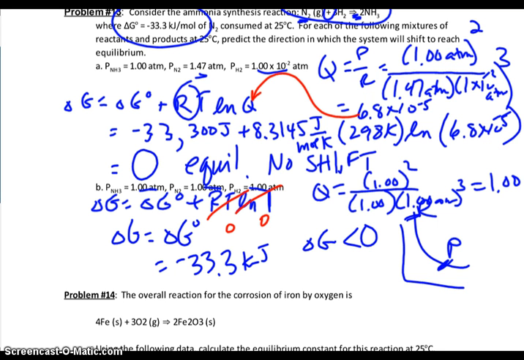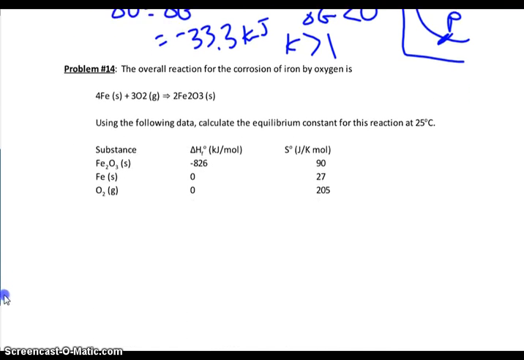And folks, that's what's going to drive the system. K is going to be greater than 1, and so you're going to favor your products. You're going to shift to your products. You're going to shift to the right. That's what that means. So let's go ahead and work out this next one.